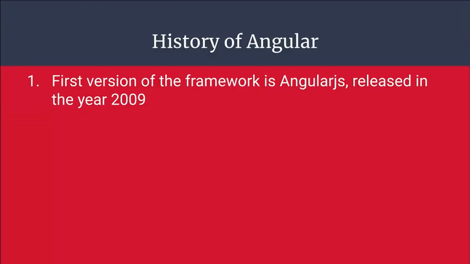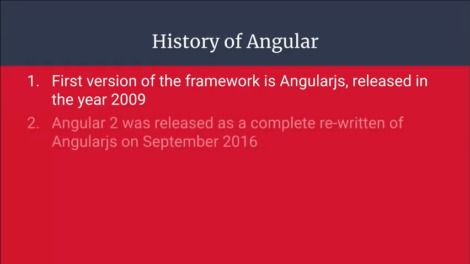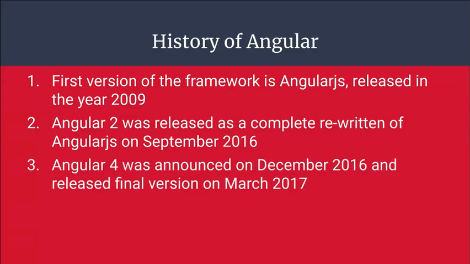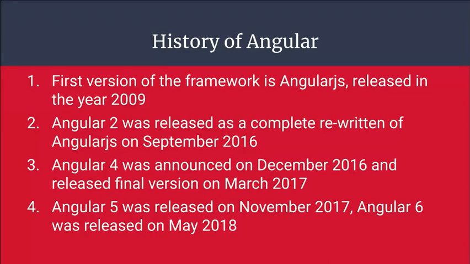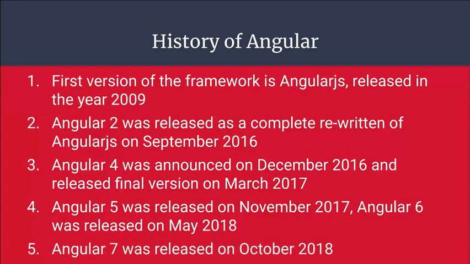The first version of the framework is AngularJS. It was released in the year 2009. Angular 2 was released as a complete rewrite of AngularJS in September 2016. Angular 4 was announced in December 2016 and the final version was released in March 2017. Angular 5 was released in November 2017. Angular 6 was released in May 2018. Angular 7 was released in October 2018. All these things are just information about Angular.